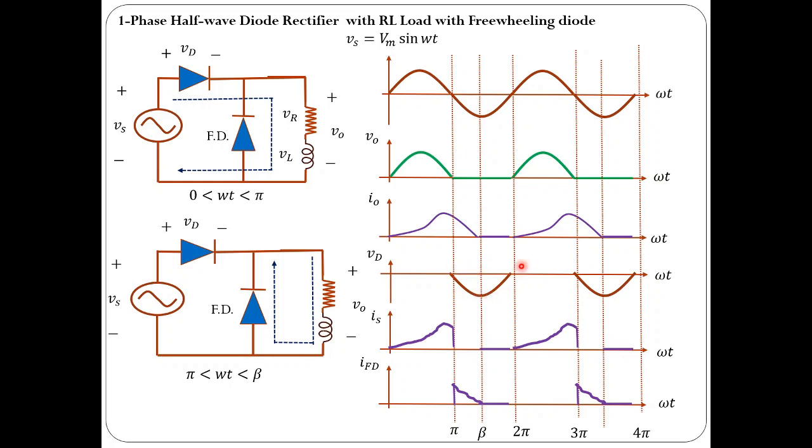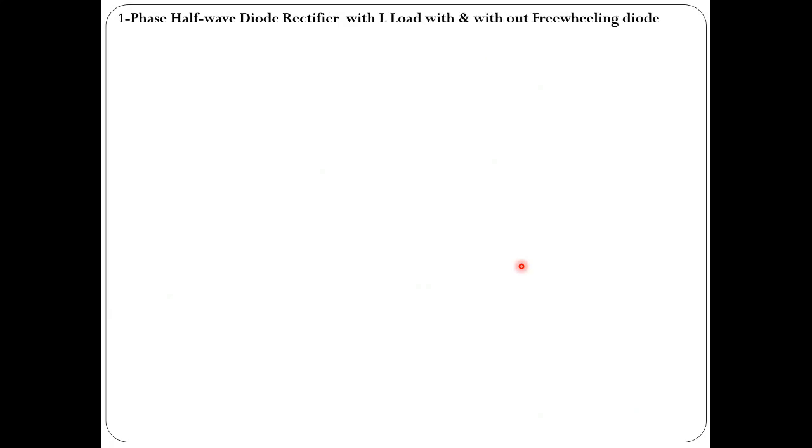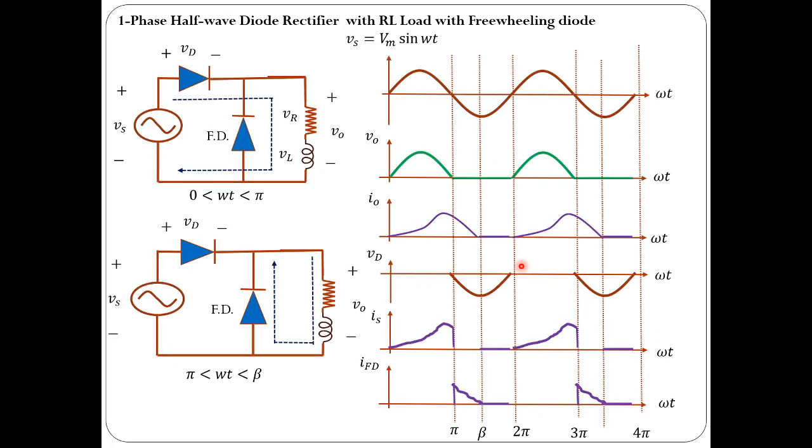Okay, so this is the operation of the single phase half wave diode rectifier with RL load and with the freewheeling diode, for one cycle. The same thing would repeat for the next cycles also, for omega t equal to 2 pi to 4 pi and so on. So you will have the same kind of voltage wave shape and the same kind of current wave shape, and the voltage across the diode, current through the source, current through the freewheeling diode, and so on.